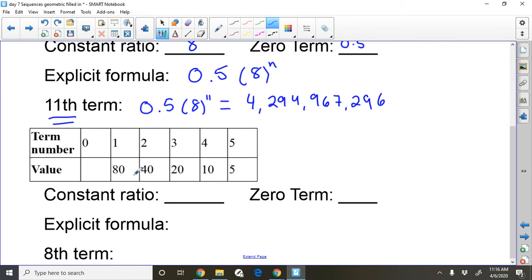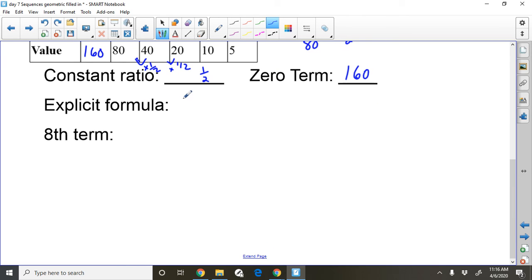One more example. Here, we see these numbers going down. If you take a value and divide it by the one before it, 40 divided by 80 is 1/2. And again, you can use 1/2 or 0.5. Whenever these numbers are going down, the number you multiply by is going to be less than 1. This constant ratio is 1/2. Multiplying by 1/2 is the same as dividing by 2. So going this way, we're dividing by 2. Working backwards, we would multiply by 2 to get the 0 term.